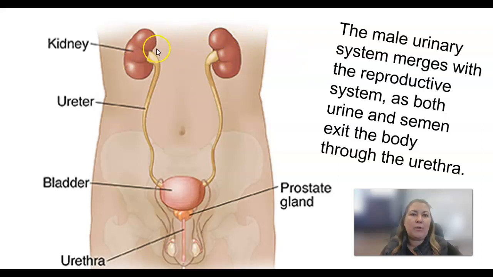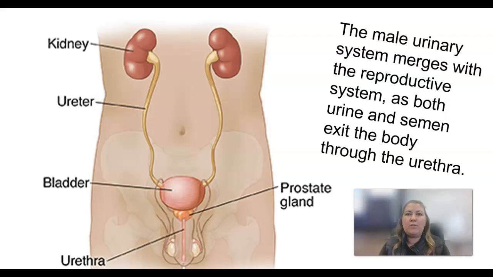So we see the same arrangement, the kidneys, the ureter, the bladder. The difference is that the testes and the vas deferens also pass through the prostate, and the first section of the urethra passes through the prostate, and then that is the actual point of merging of those two systems. So the urethra in males actually is the exit point for the urinary system and the reproductive system. Both urine and semen exit out the urethra at different times.